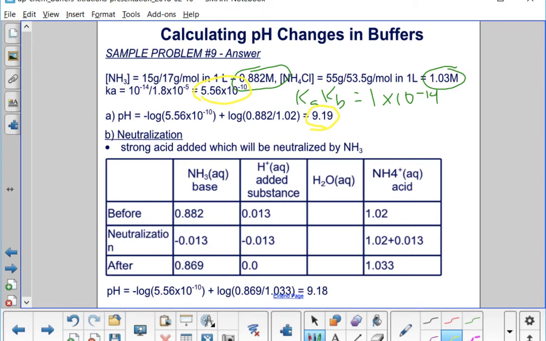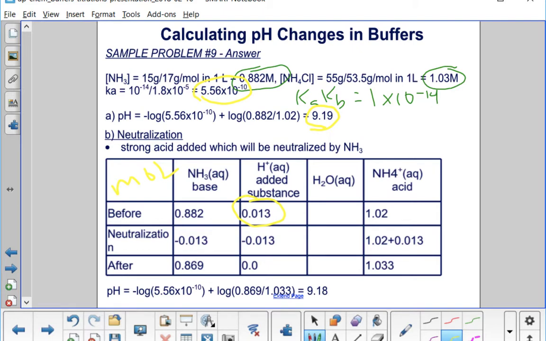What happens when we add a strong acid? So the first thing we do here is in our neutralization chart, I do want to just remind us that this is amounts in moles, but it's the same as the concentration because we're talking about a volume of 1 liter. So we start with our initial amounts before any neutralization occurs. 0.882 moles of base. This is how much of the acid we were told in part B was added on the previous slide, 0.013 moles. And our initial amount of moles of the acid, 1.02 moles. A little bit of rounding difference if we get 1.02 or 1.03.